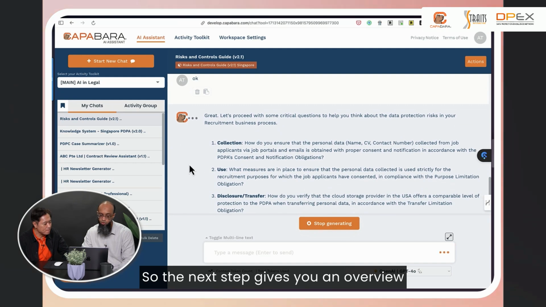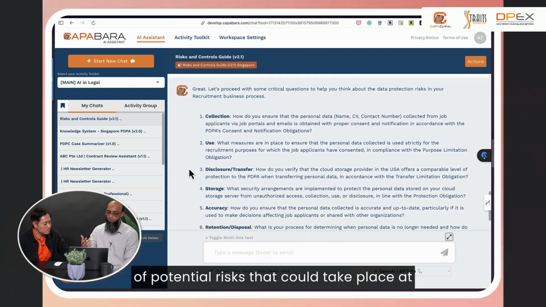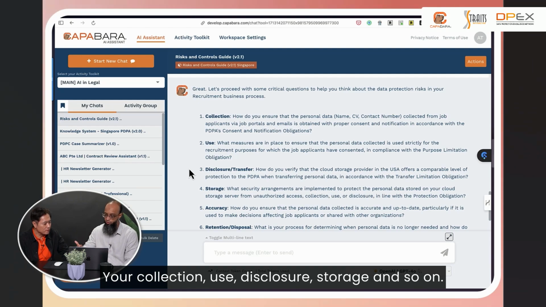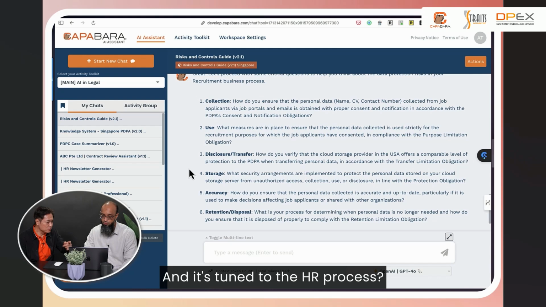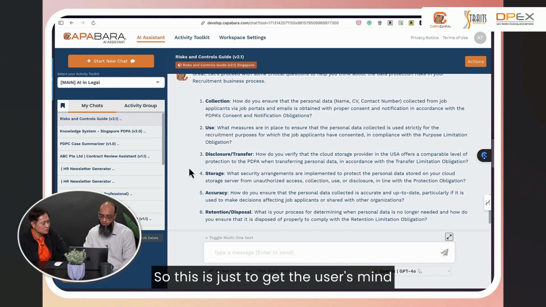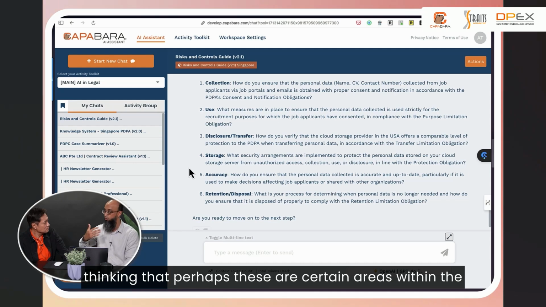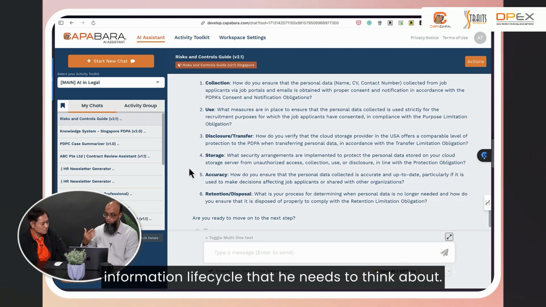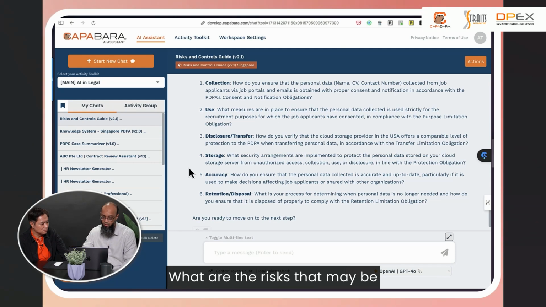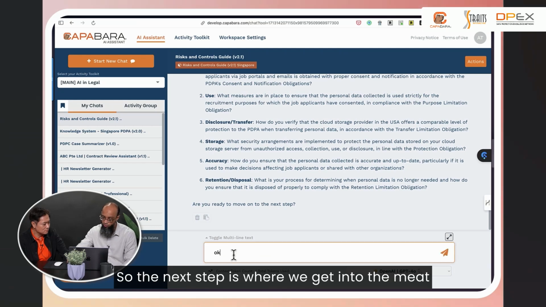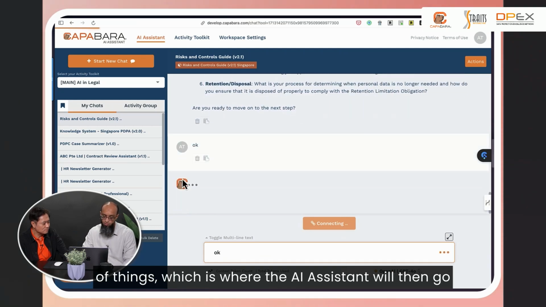The next step gives you an overview of potential risks that could take place at different stages of the information lifecycle: your collection, use, disclosure, storage, and so on. And it's tuned to the HR process. Yes, it is tuned to the HR process. This is just to get the user's mind thinking that perhaps these are certain areas within the information lifecycle that he needs to think about, what are the risks that may be present there that he hasn't considered before.